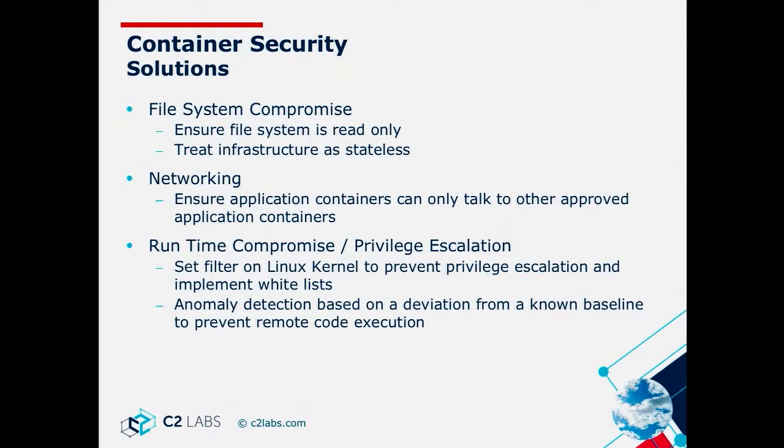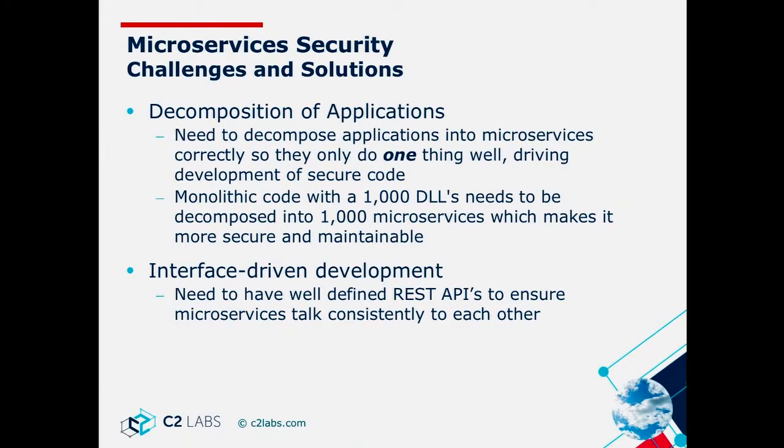For runtime compromise or privilege escalation, set a filter on your Linux kernel to prevent privilege escalation, right? And implement whitelists as to who can talk to what, when, and where, right? And then set up anomaly detection based on a deviation from a known baseline. You need to know what your baseline is. This is my baseline. This is where we started. We need to do anomaly detection based off of a known good, right? To prevent that remote code execution. So this is our known good. Are there changes to our known good? If there's remote code execution, we can address that, right?